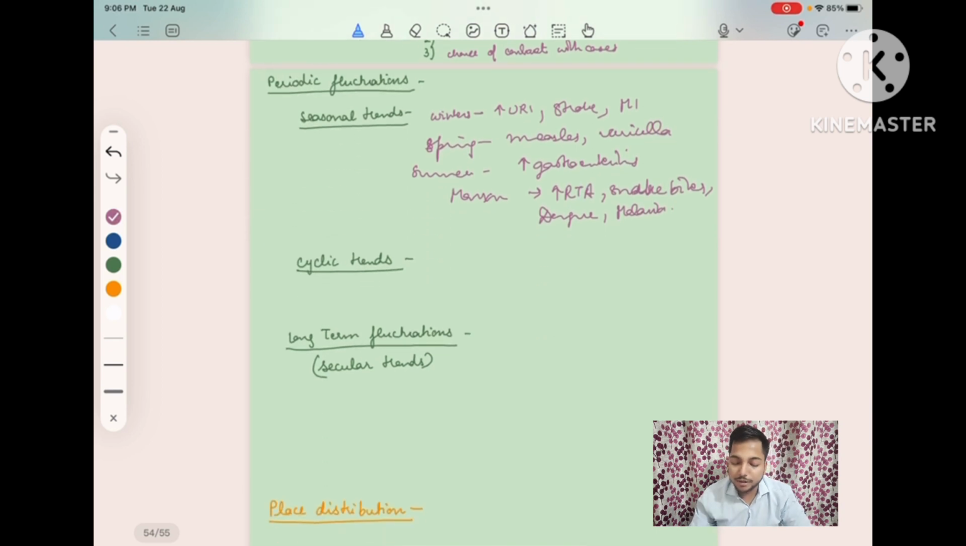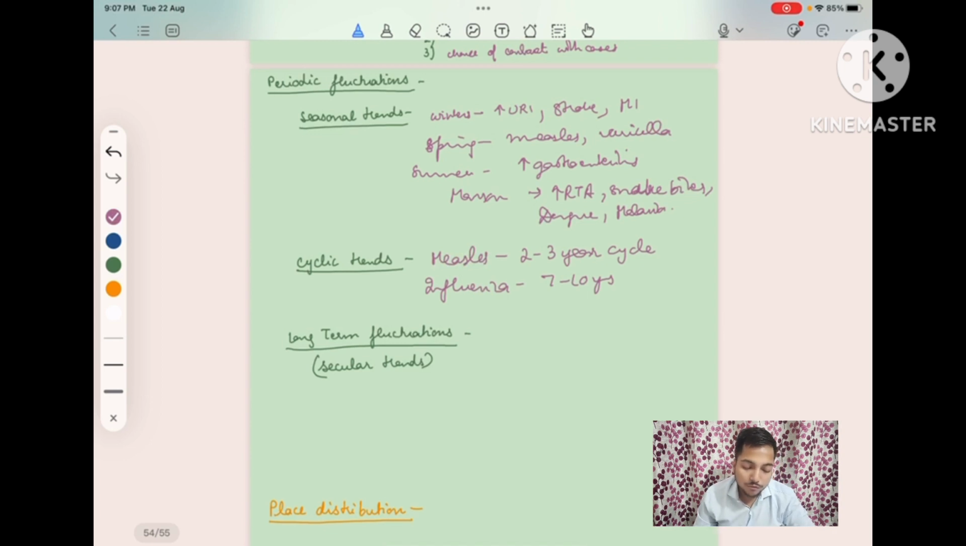Then come cyclic trends. Like if you see measles, there is an outbreak in a 2 to 3 year cycle. After every 2 to 3 years you can get measles. Or for influenza, you can see that every 7 to 10 years there is an influenza outbreak. And similarly, rubella has a cycle of 6 to 7 years.